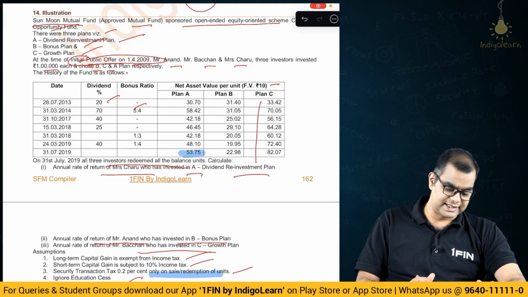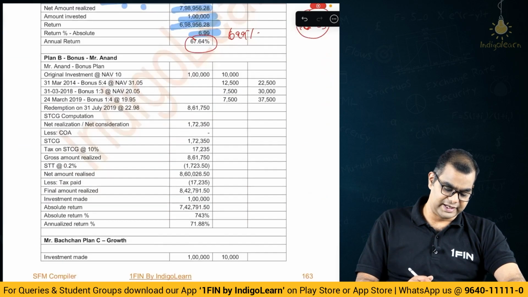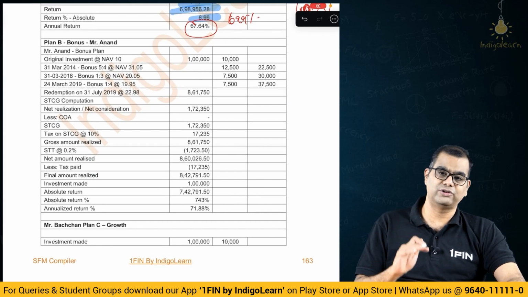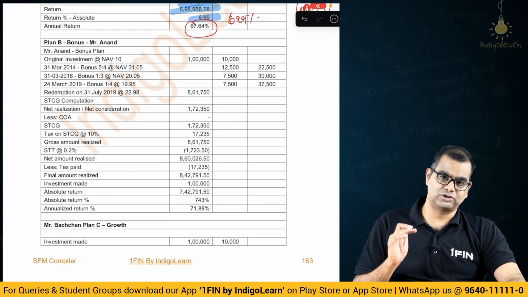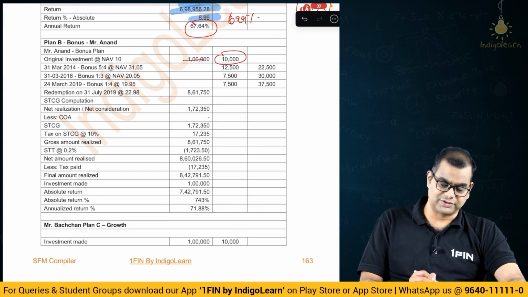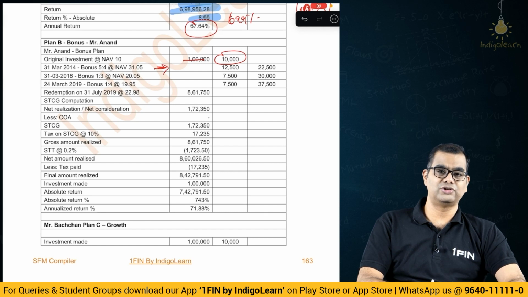Now, the second case is bonus. Bonus is also a very simple activity. In case of bonus, you are allotted bonus continuously at different NAV. Every time the unit count keeps increasing, and whatever is increased gets added to the total units. Originally you invested 1 lakh at 10,000 units, at a face value of 10 rupees. Then you got a bonus of 5:4. When you get a bonus of 5:4, NAV is irrelevant. For every 4 you get 5. So, for those 10,000 units you got 10,000 by 4 into 5, which was 12,500.